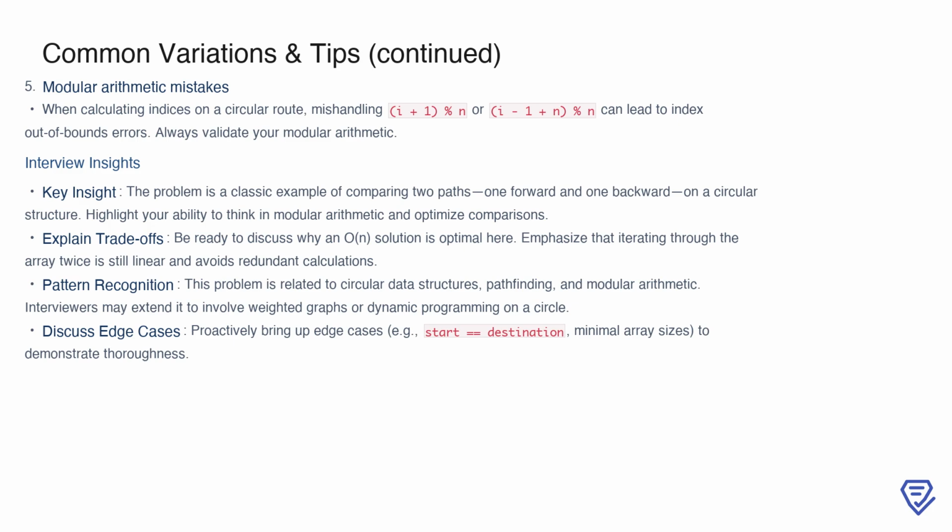Discussing trade-offs is also important. For instance, iterating through the array twice is still linear and avoids redundant calculations. This type of problem also aligns with patterns like circular data structures, pathfinding, and modular arithmetic. Interviewers might extend it to weighted graphs or dynamic programming challenges, so understanding these connections can help you stand out. Additionally, proactively addressing edge cases demonstrates thoroughness and can leave a positive impression.